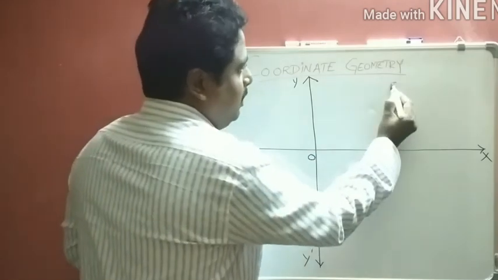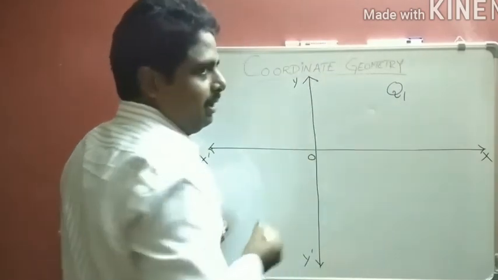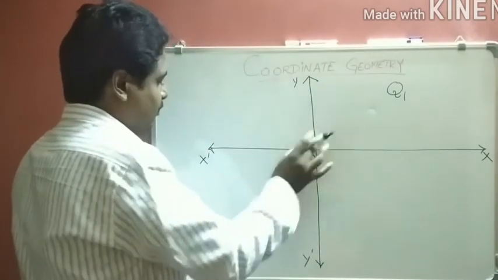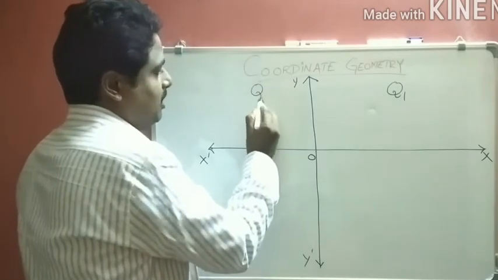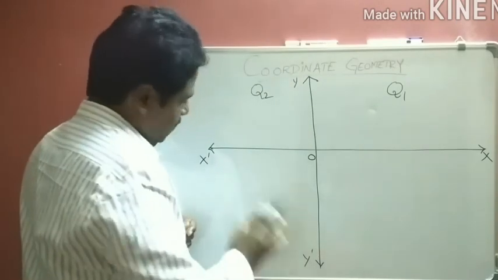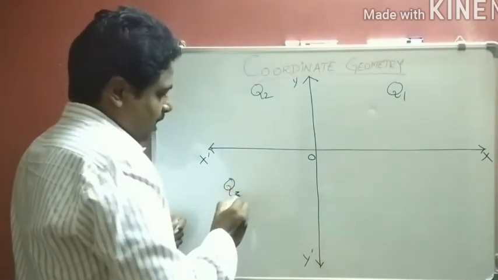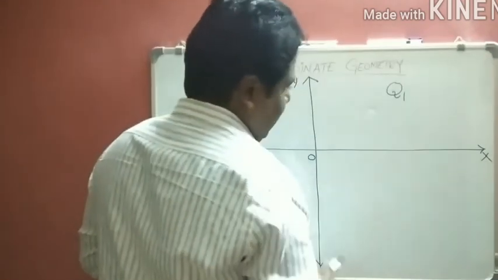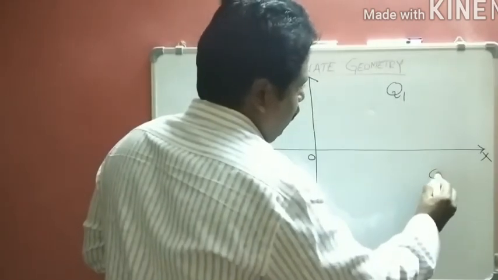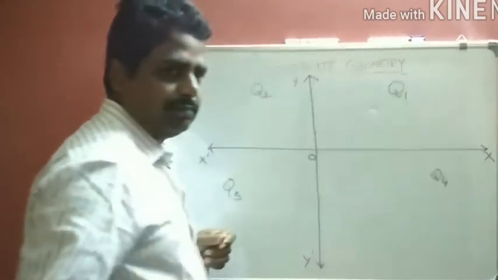The first part is called quadrant 1, simply Q1. Y O X dash is the second part, called Q2, quadrant 2. X dash O Y dash is called Q3, that is quadrant 3. X O Y dash is called Q4, that is quadrant 4.